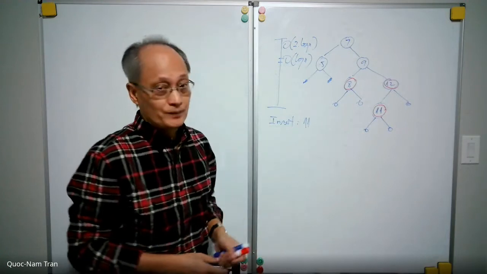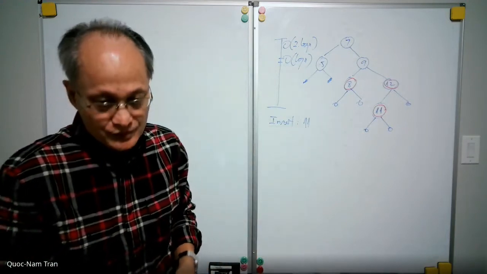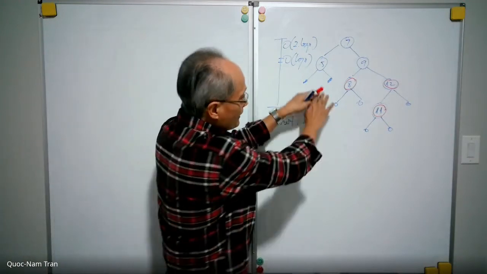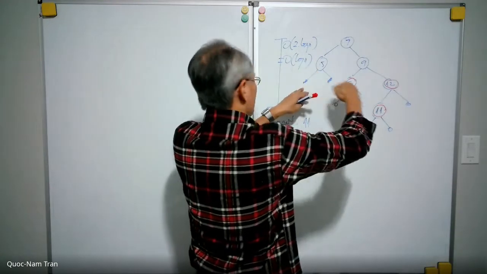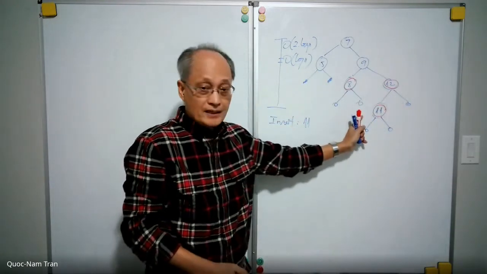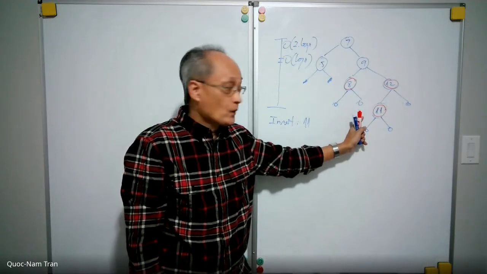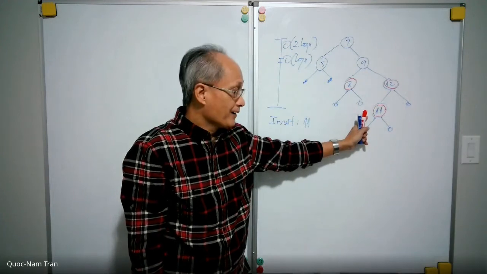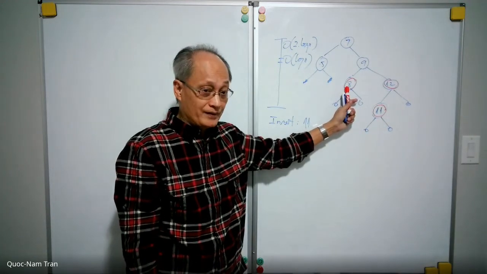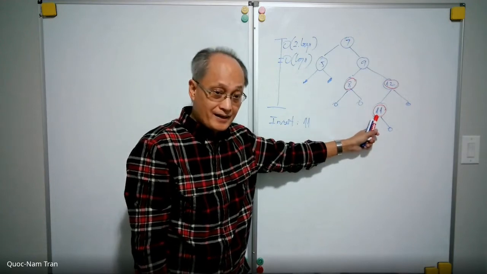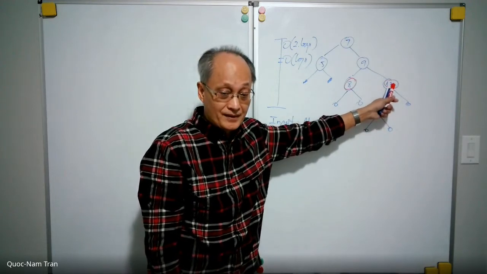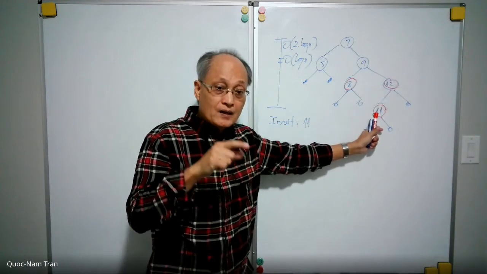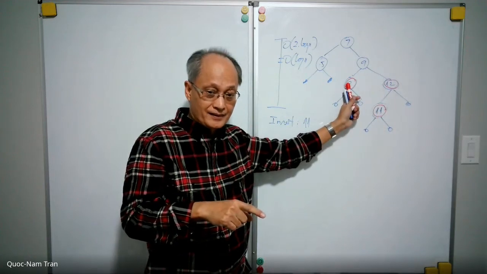So what can we do? In this situation, we will try to do the following. Assume that previously we have a red-black tree. When we insert a node in, this one has a parent, right? So when we insert a node in, we will look at the color of the uncle.